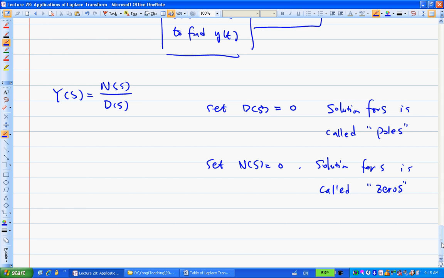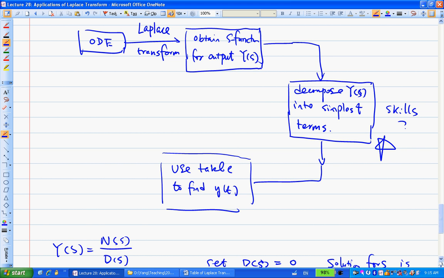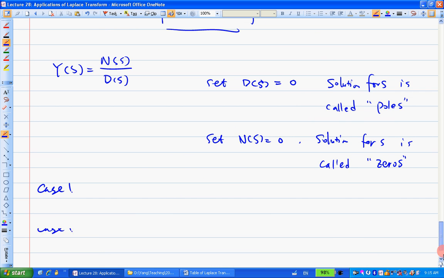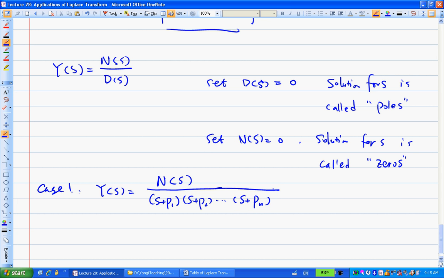So we don't have much time, but I'll just start with this first case study. All the cases I'm going to show focus on this portion: how do I decompose a Y of s into the simplest terms? The first case is if Y of s takes a form like this.